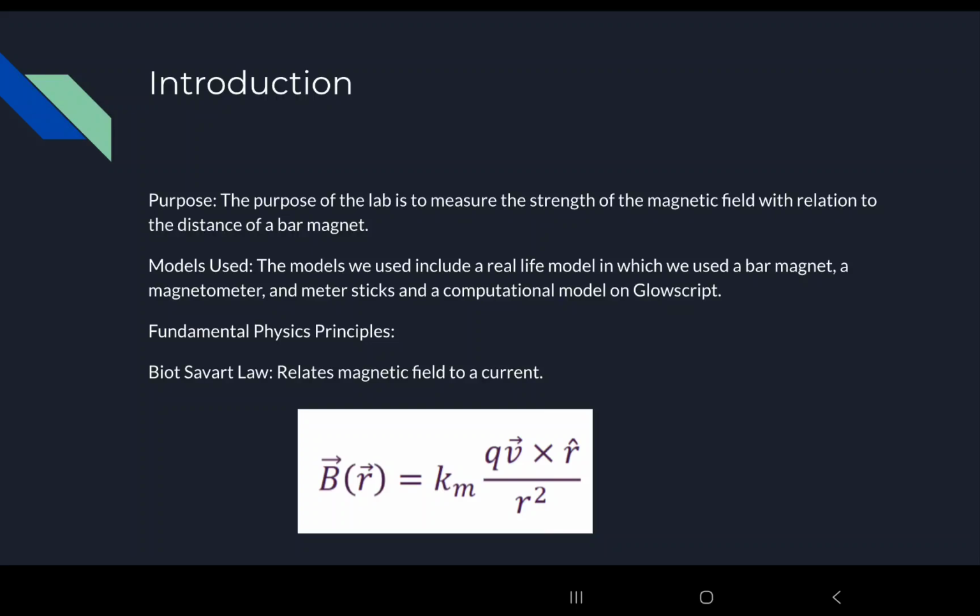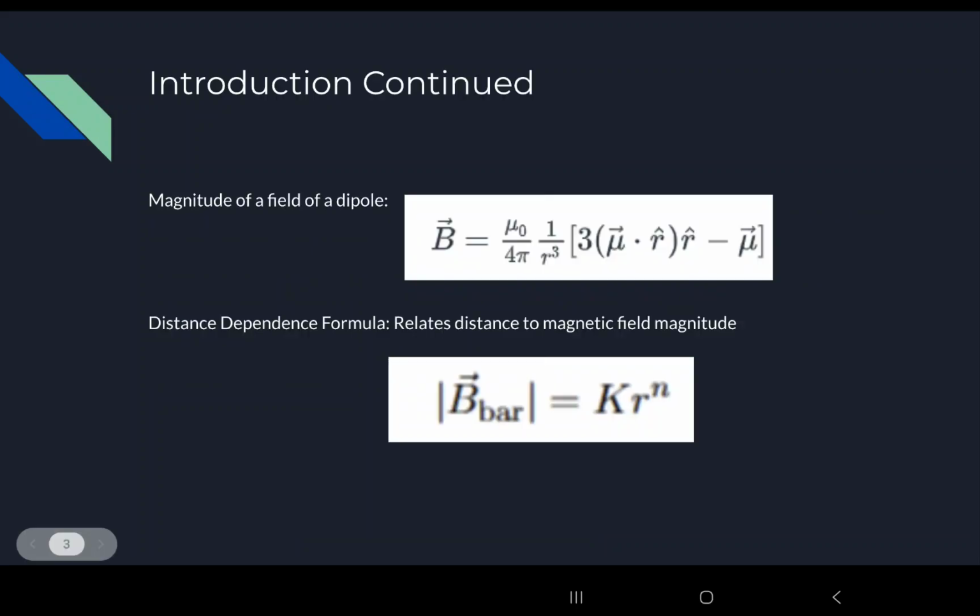To begin, our fundamental physics principles are Biot-Savart's law, which relates magnetic field to a current, and the formula is shown on screen. We also have the magnitude of the magnetic field of a dipole, which is also shown on screen. Then we have the distance dependence formula, which relates distance to magnetic field magnitude and is equal to k times r to the n.